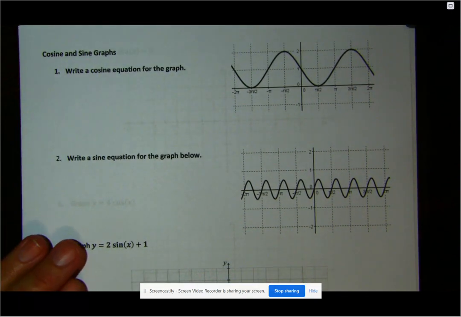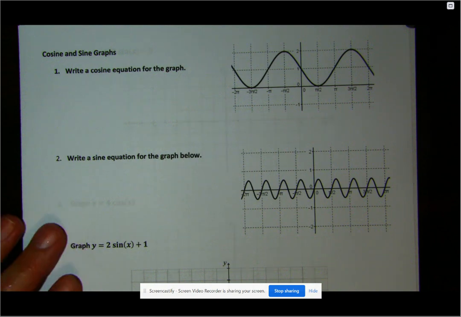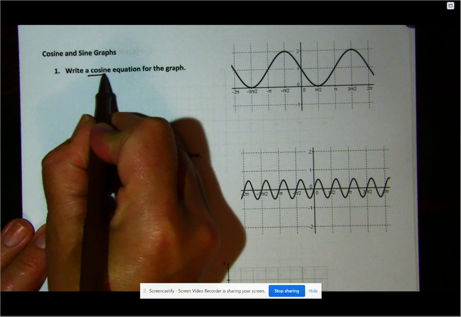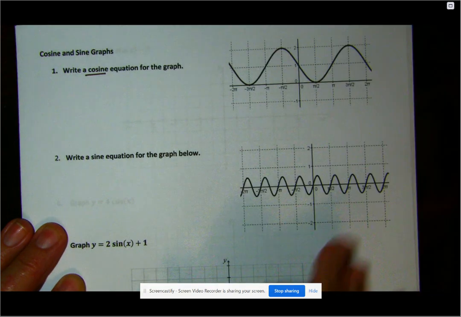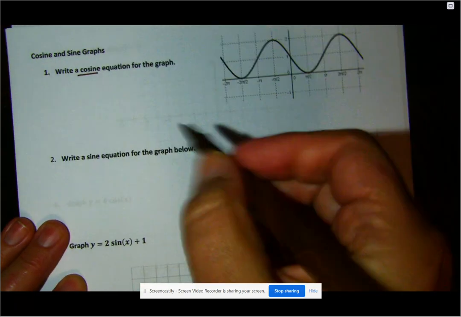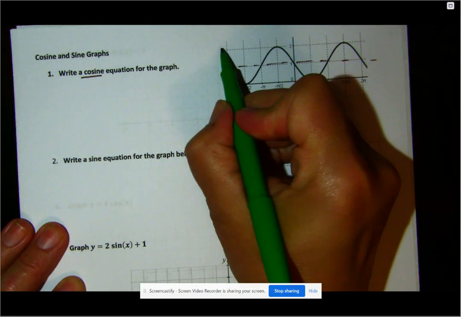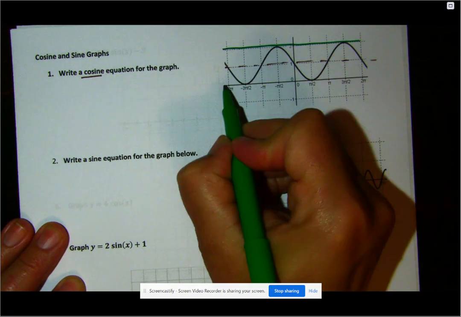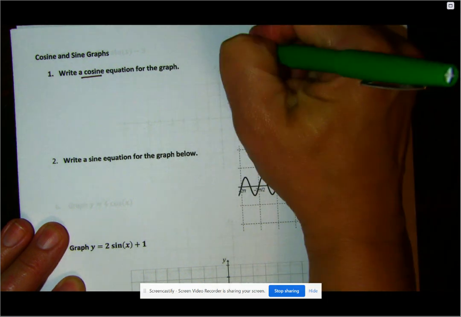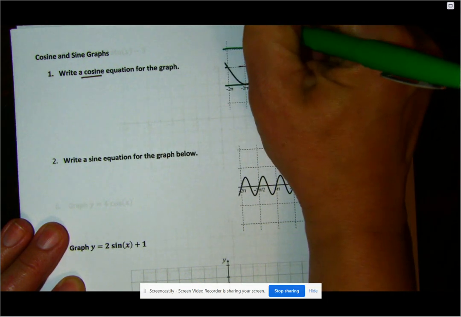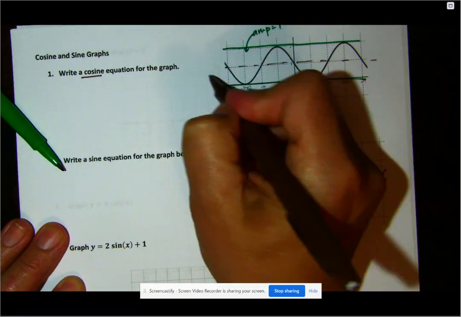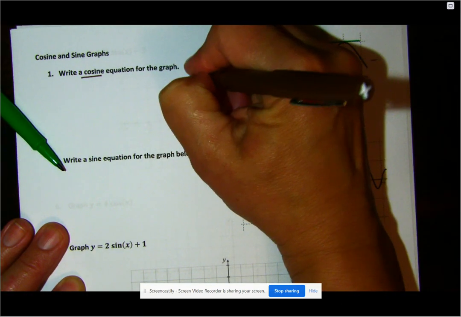The first two ask you to write an equation for a graph that is given. The first one asks you to write the cosine graph. So we're going to look at it and compare it to the parent function. I first notice the midline is up here at 1. The amplitude is also 1. Amplitude 1, midline 1. All right.